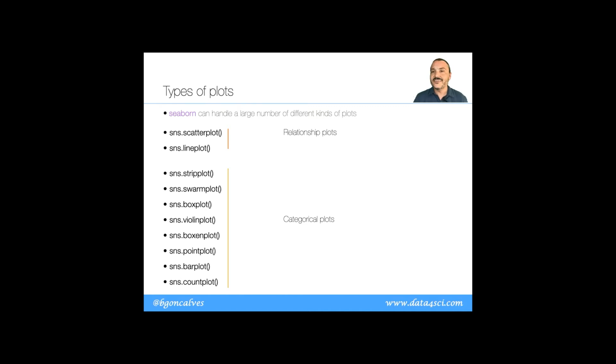In Seaborn and in visualization in general, there are essentially two different types of plots that we have to consider. We have relationship plots that essentially relate one continuous variable to another or more, so two or more continuous variables. We have categorical plots where at least one of the variables is categorical. And what that means is that we can slice the data according to the values of this categorical, non-continuous, discrete variable and look at how the other features behave within each subgroup.